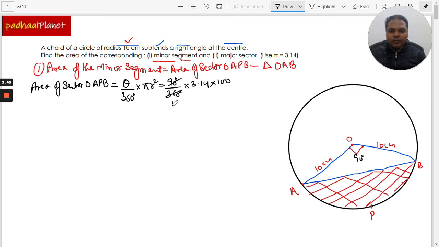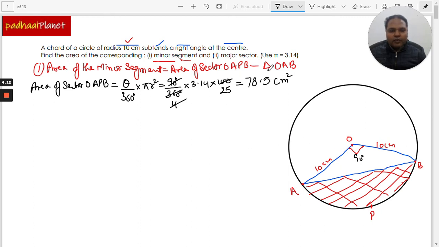So let's simplify it, and we get 25. So this is equal to 3.14 multiplied by 25, and let me take the help from my calculator. So that's 78.5, right? So this is 78.5 centimeters square. Now that's the area of the complete sector OAPB, right?